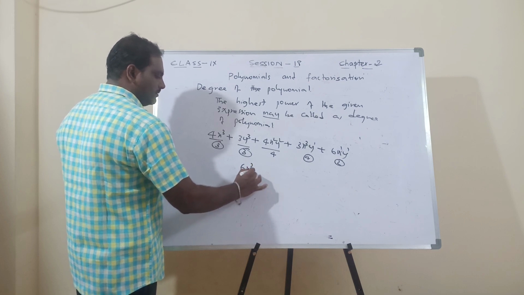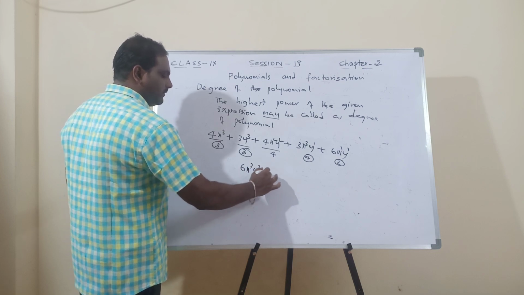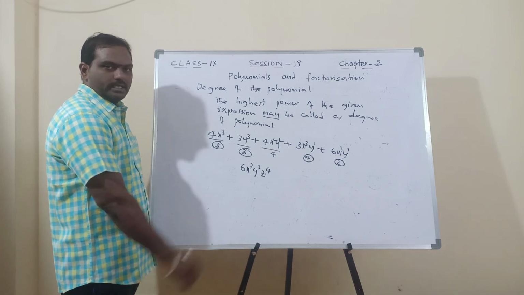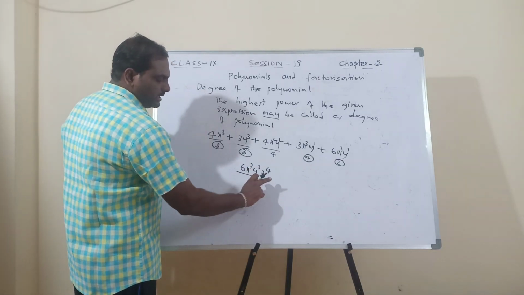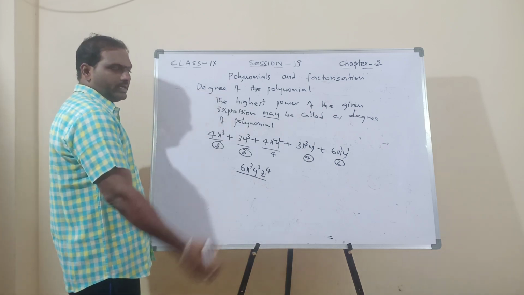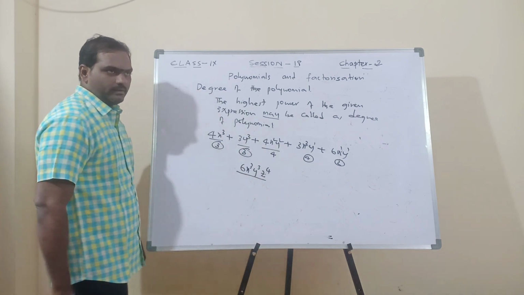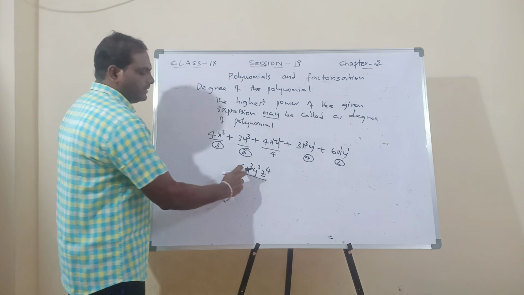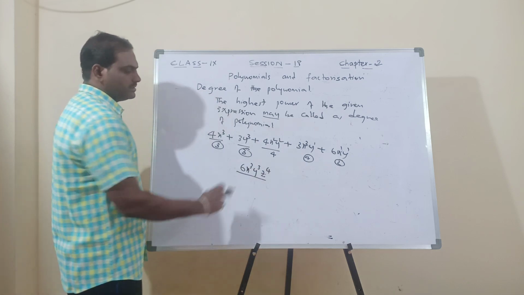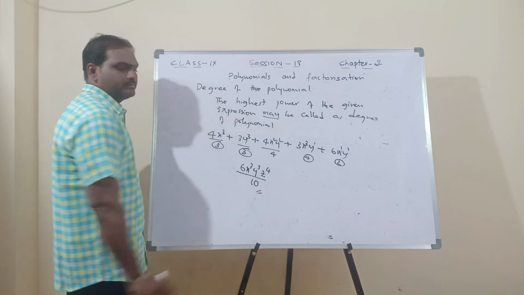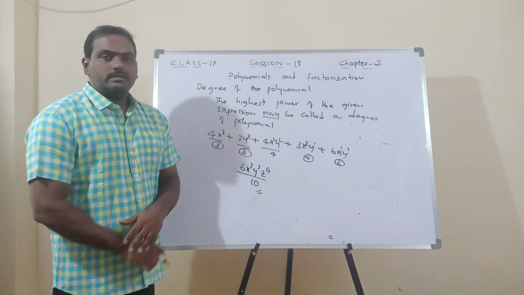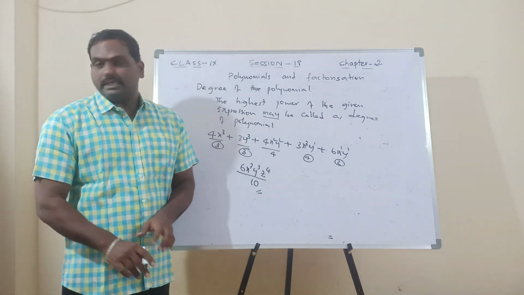6x cube y cube z power 4. What is the degree of this one? It's very simple. Whenever 3 variables or 4 variables or a combination of variables is given in a term, we have to add the powers of that. So therefore 3 plus 3, 6, 6 plus 4, 10. Its degree is 10. So this is the way to write the degree.